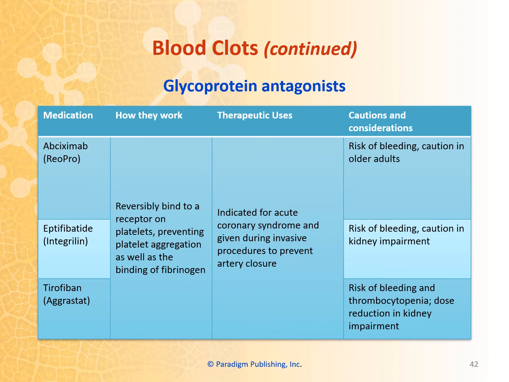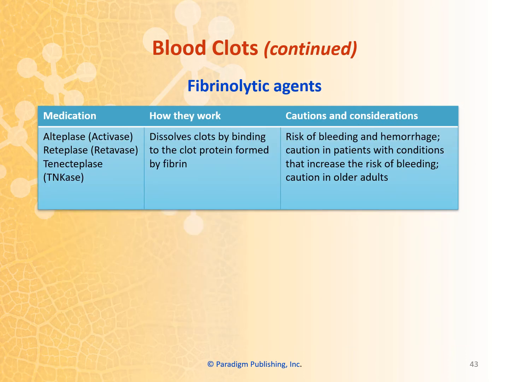Glycoprotein antagonists, ReoPro. You'll see that one occasionally. The way it works is it reversibly binds to a receptor on the platelet, preventing platelet aggregation, as well as binding of fibrinogen. Here are some other drugs. There's a lot of drugs, as you can see, to treat all forms of cardiovascular diseases. Just going to go through these.